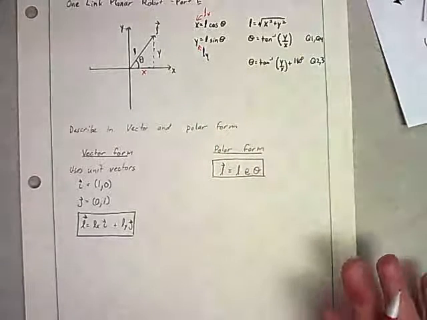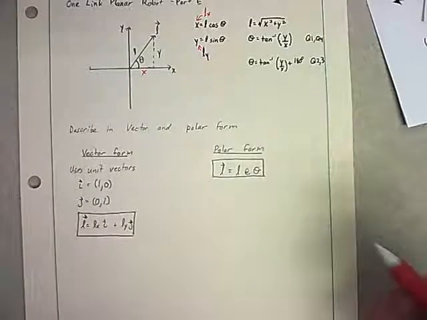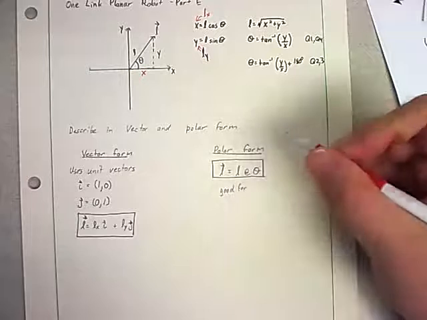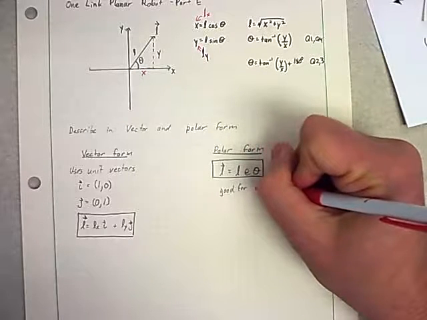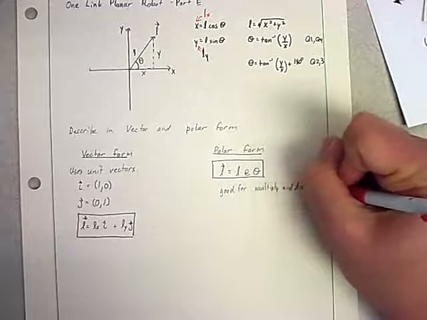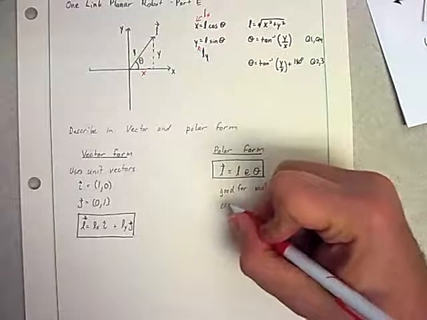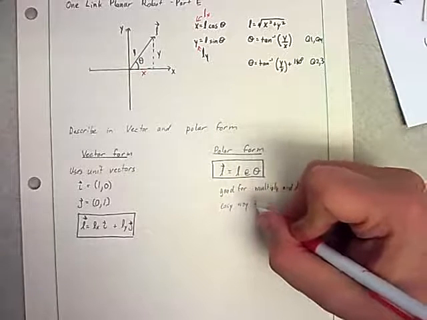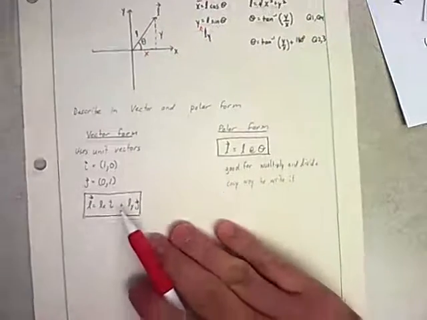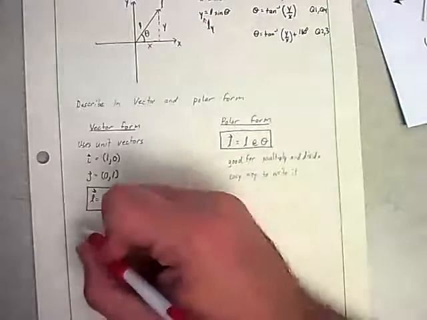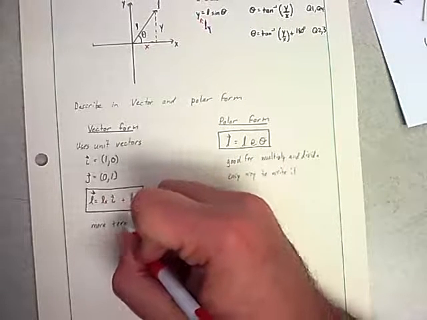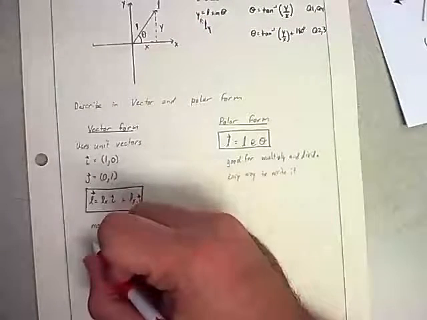And why do we have these two different forms? Well, they're useful for two different things. Polar form is very good for multiplying and dividing. And it's also an easy way to write it. Vector form is a little bit more complicated. But it's easy to add and subtract.